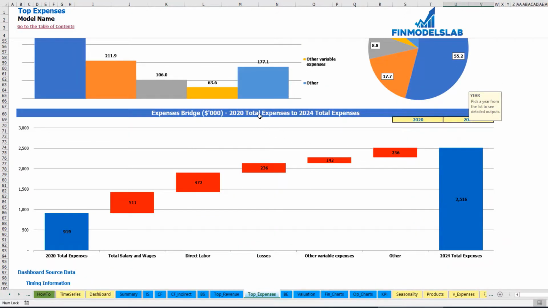On the expenses bridge you may find the main drivers of expenses growth between these 2 years. These years are also changeable, so you may select the first year and the last year. And you may see that total expenses in 2020 will change to total expenses in 2024 by this waterfall.